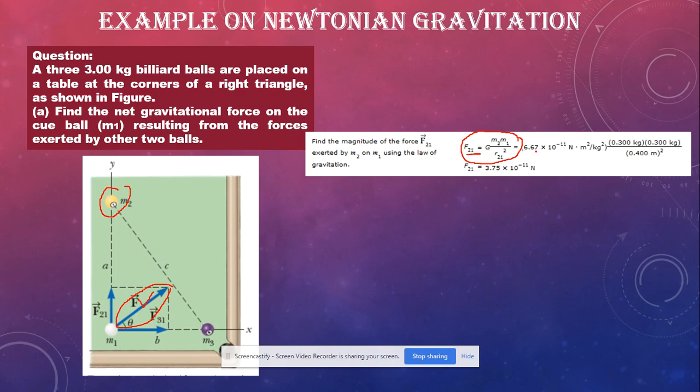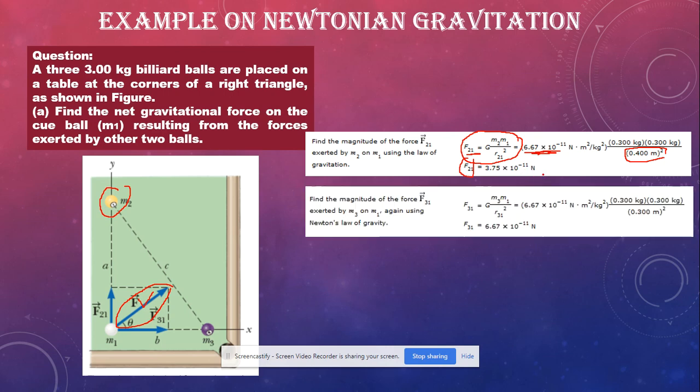Given the value of G, which is a constant, the mass of M2 is equal to 3 kilograms, and the mass of M1 is equal to 3 kilograms too, and let's say the distance A is equal to 0.4 meters squared, the value of F21 is equal to 3.75 times 10 to the power of negative 11. Now, repeat this step for F31. By substituting everything into the equation, I will get the value of F31, which is equal to 6.67 times 10 to the power of negative 11 Newton. So these are the values of F31 and F21.